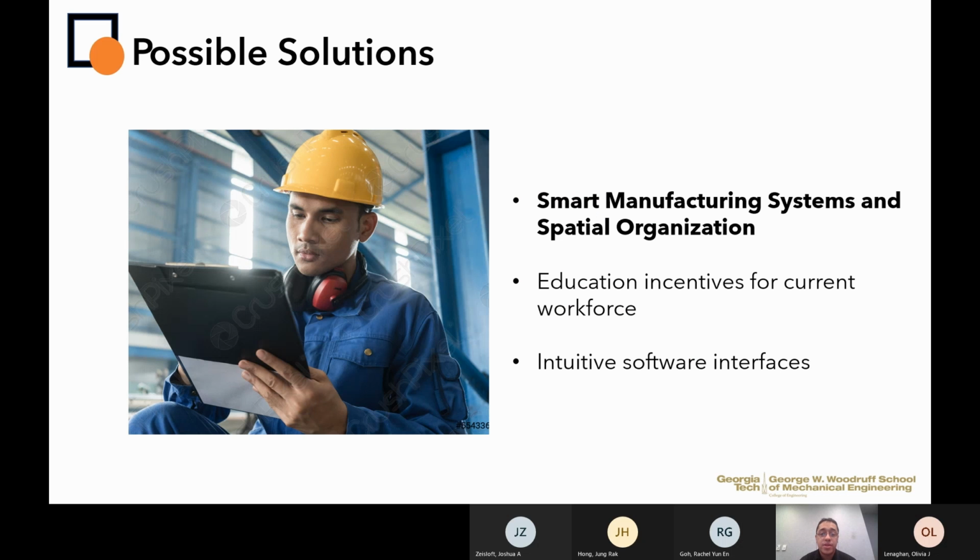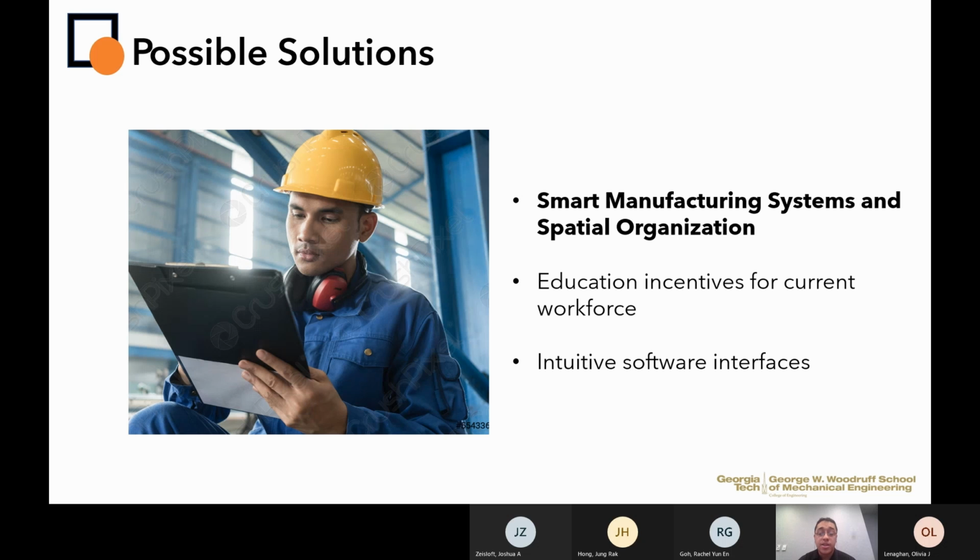As for possible solutions, we chose one of them to be improvement in smart manufacturing systems and spatial organization. Smart manufacturing systems are the fourth industrial revolution's advancements in such things as automation and big data, and better spatial organization being an overall better layout of the workplace.